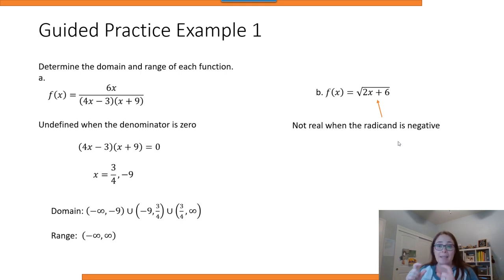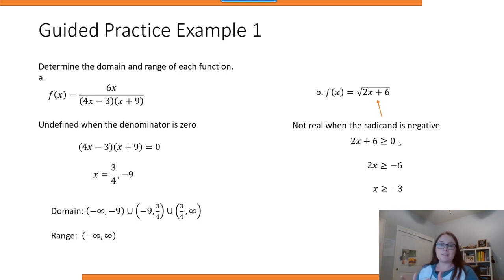So here the radicand is what we call the inside of a radical. So that 2x plus 6, if that's negative, well, then that's not a real number and it's not in the domain of the function. So what I can do is take that 2x plus 6 and find out when is it greater than or equal to 0. Those are okay. If it's positive or equal to 0, I'm okay. So if I just solve this, I'll subtract 6 from both sides and then divide by 2. So I get x is greater than or equal to negative 3.